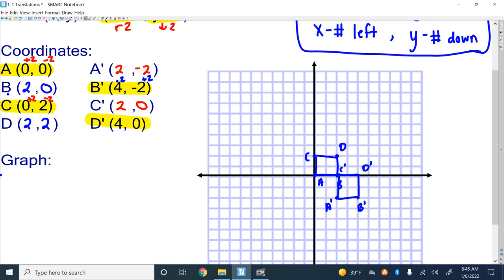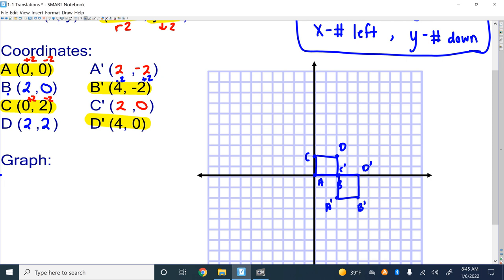So when you dilate something, you end up making it bigger, or you could make it smaller. A translation is where we just slide the figure around. We just move it left, right, up, down. But a dilation is going to change shape. Okay? So let's look at dilations next.